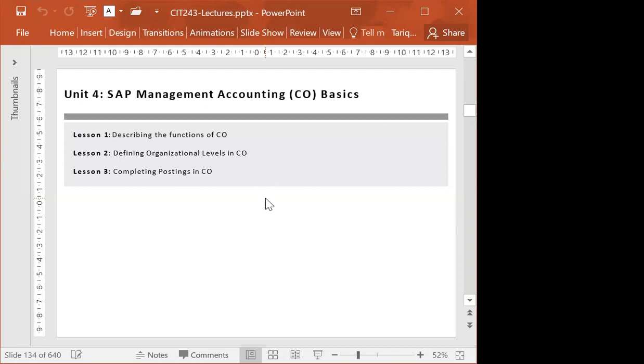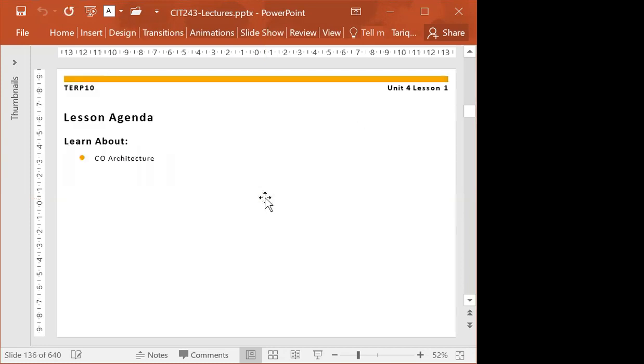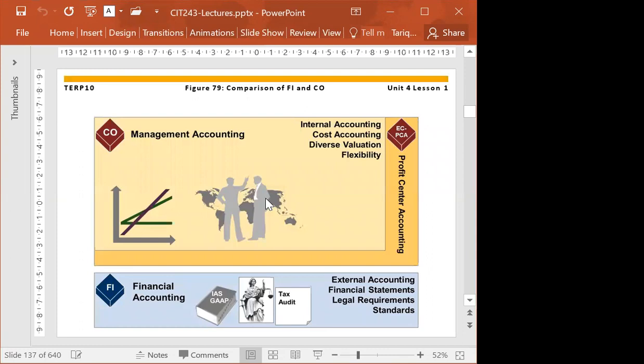So we'll talk about management accounting in this class. So we have two types of accounting. One is management accounting and the other one is financial accounting. The major difference is financial accounting is an external accounting. It is required for the tax authorities, for banks, for stock exchange, where you want to show your profit and loss. So this is mostly used external, outside the company.